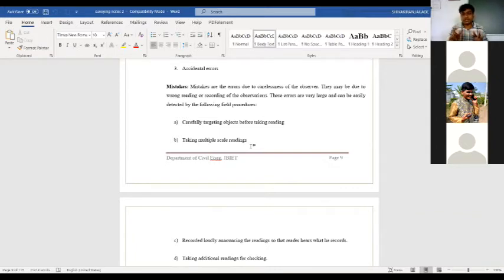Representative fraction. In terms of representative fraction, we're going to make it in a small scale. The small scale represents a larger area, and a large scale represents a smaller area. Okay, this is the difference. So taking multiple scale readings, we have to take multiple scale readings here.